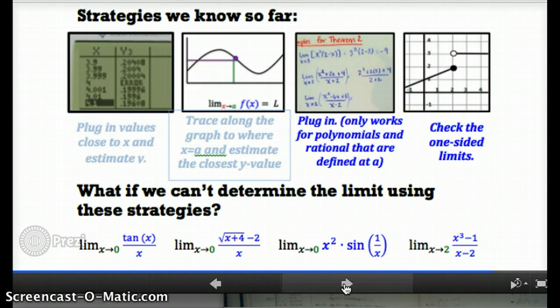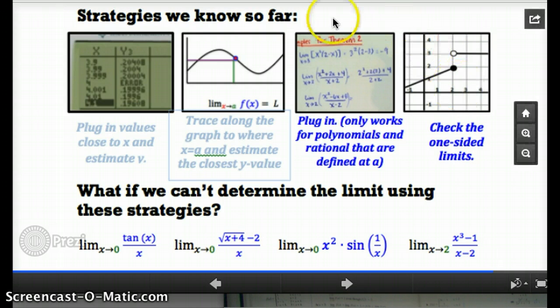We know that you can use your graphing calculator to plug in values that are close to x, and then we can estimate what the y value will be. We also know how to look at the graph, whether it's a graph on paper or in your calculator, where we find the spot where x equals a, and we look at what's happening as we get closer to that point. And we saw an extra strategy, which was how to use the 2 different sides, the one-sided limits, to really be precise about the limit.